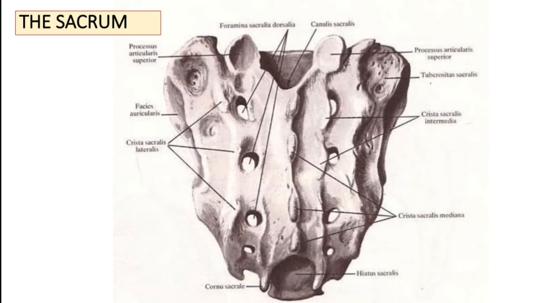This is the posterior view. On the posterior view, I'm sure you can see the crista sacralis mediana again. That's where the transverse processes fused to form what? This crest.